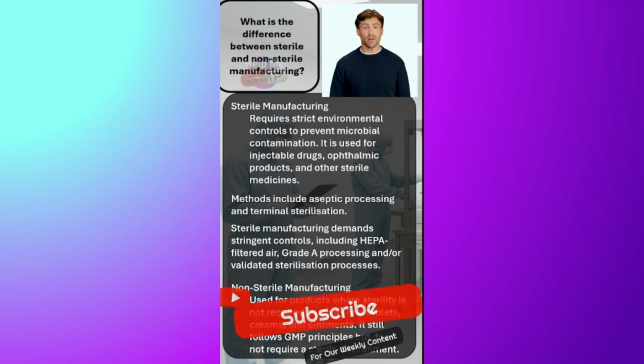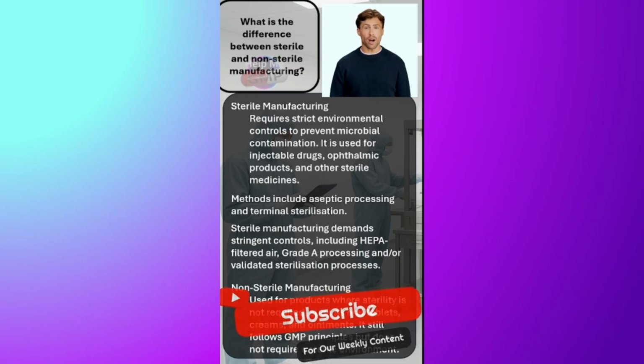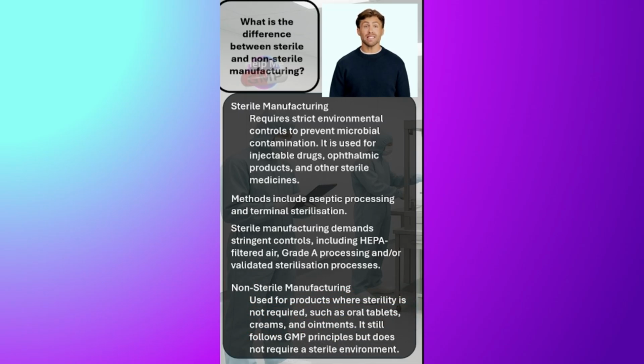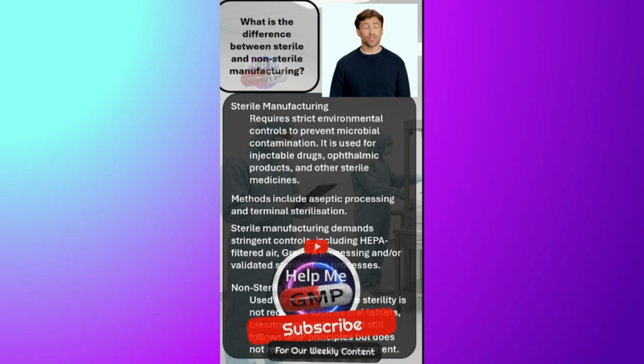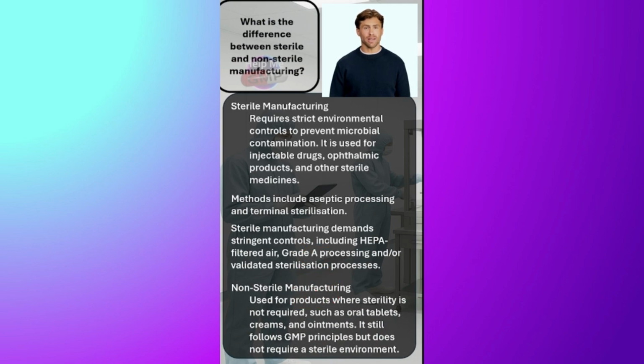What is the difference between sterile versus non-sterile manufacturing? Sterile and non-sterile manufacturing have very different requirements. Sterile manufacturing needs strict environmental controls to prevent contamination. It's used for products like injectables and eye drops. Methods include aseptic processing or terminal sterilization. It demands HEPA-filtered air, restricted environments, and validated sterilization. Non-sterile manufacturing is for products like tablets, creams, or ointments. GMP still applies, but a sterile environment isn't required. Both approaches protect quality, but the level of control is very different.